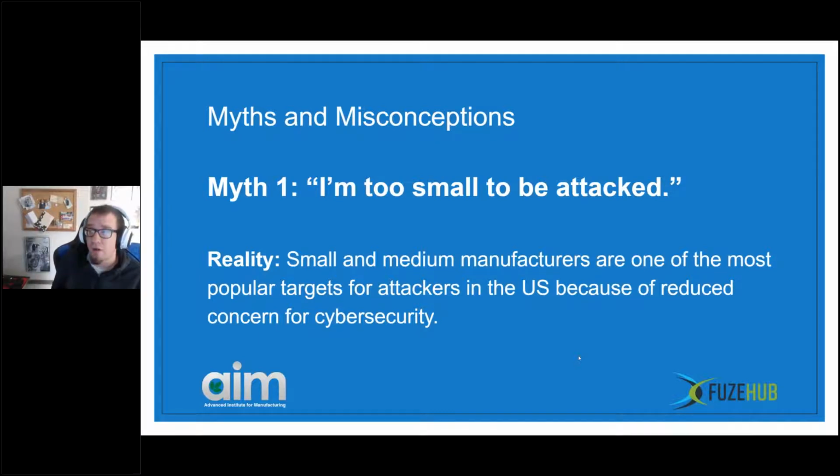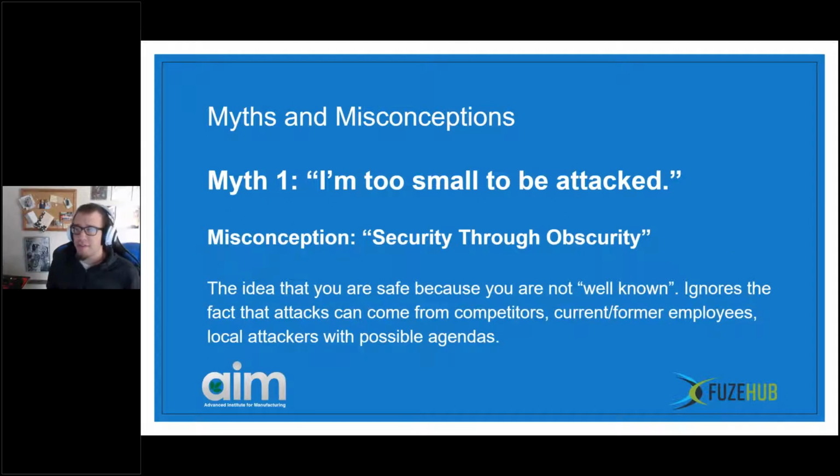But they are vastly easier to get into, and if you can hit a number of them at very little investment of your resources and your effort, that tends to add up. So this myth is fueled by the misconception that is known as security through obscurity. And this is a cybersecurity principle or fallacy. And this is true for actual just regular security in general. It's the idea that you're safe because you're not well known.